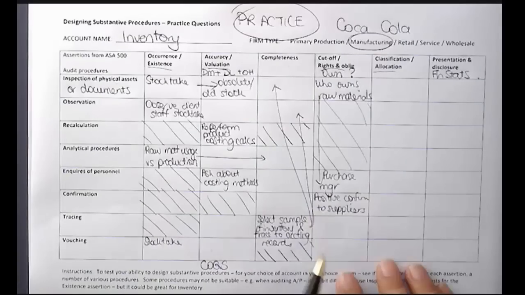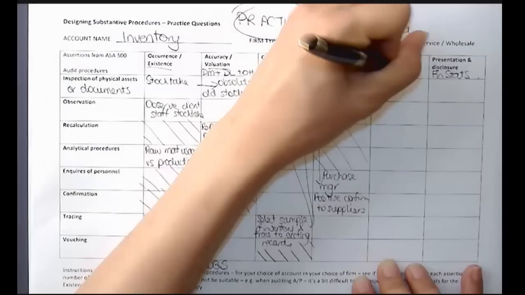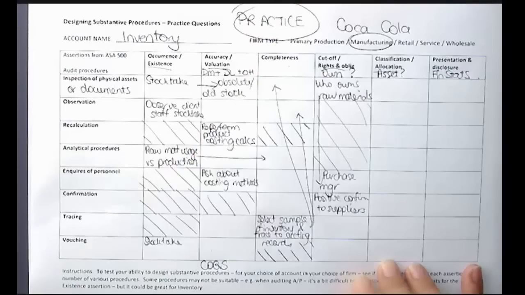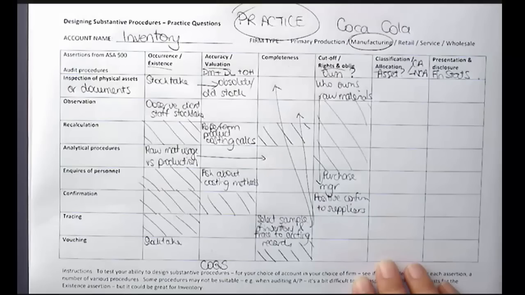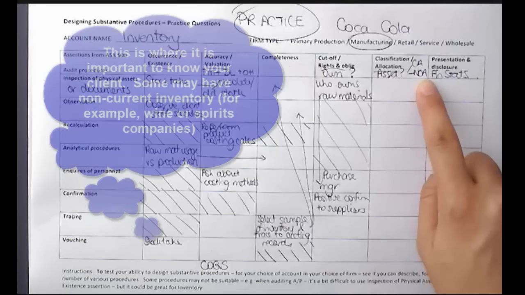Alright, our last main assertion is going to be allocation. So allocation is about, is it in the correct spot as an asset? We've got two options. Obviously, you could have a current asset or a non-current asset. Now for Coca Cola, I don't think we're going to have too many non-current assets. So non-current assets, remember, are those assets that we're not going to get economic value from for at least 12 months. I can't imagine Coca Cola holding on to any of its inventory for longer than 12 months. So we want to make sure that everything is a current asset.